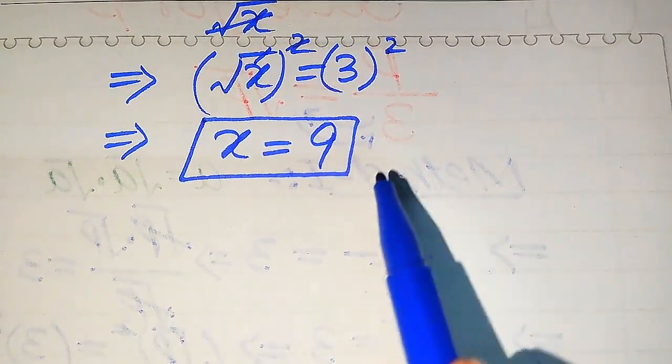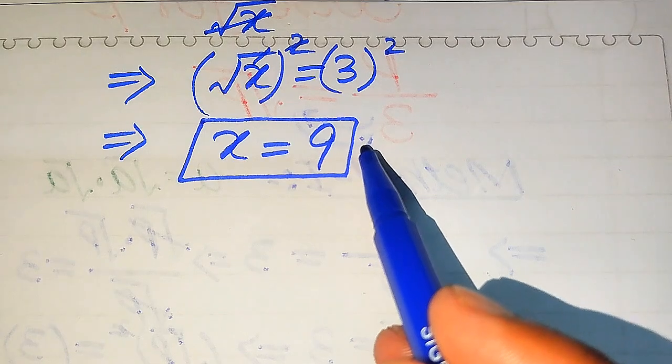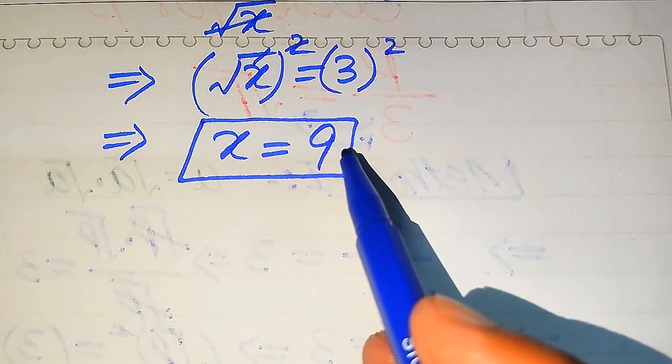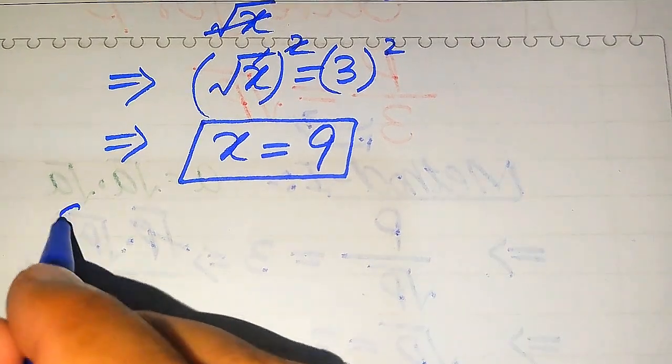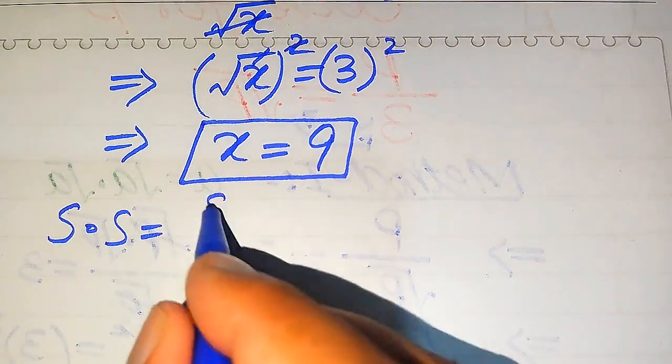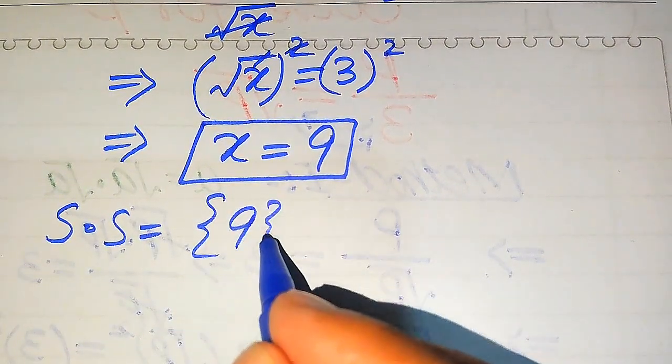In the first method we already verified this value of x, and we see that this value of x satisfies our given question statement. So here our final conclusion about the second method is that we have only one solution in this question.